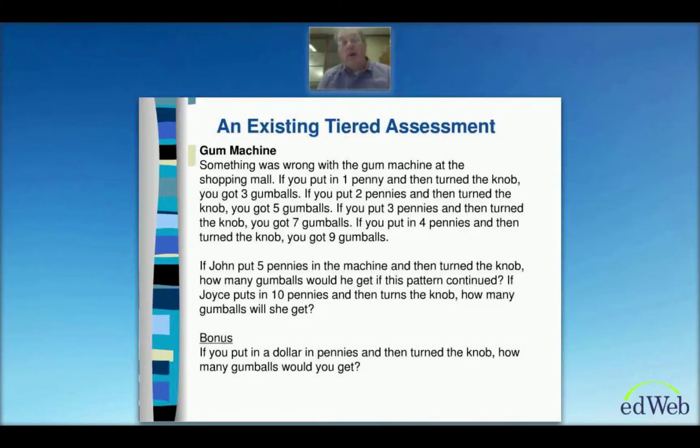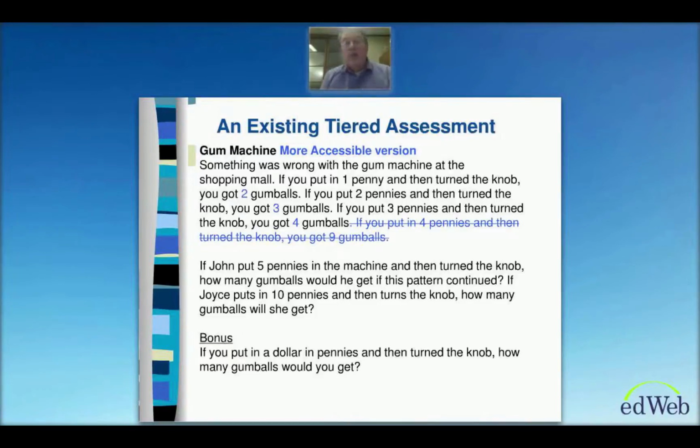Okay, so I hope you did well on that. I wanted to take a minute to look at something that we have to be careful about. This is a tiered assessment, which is a pattern type problem, and involves the gumball machine where you put in a penny and you get out 3 gumballs, put in 2 and you get out 5. So it's a pattern where you get an increase of 2 for each additional penny you put in.